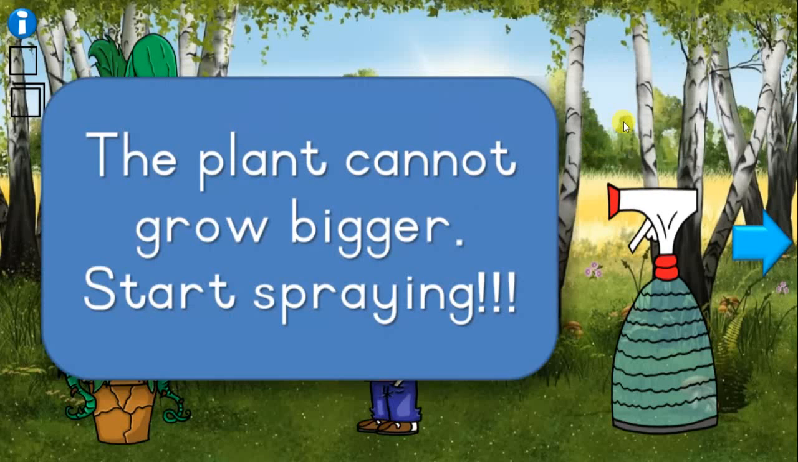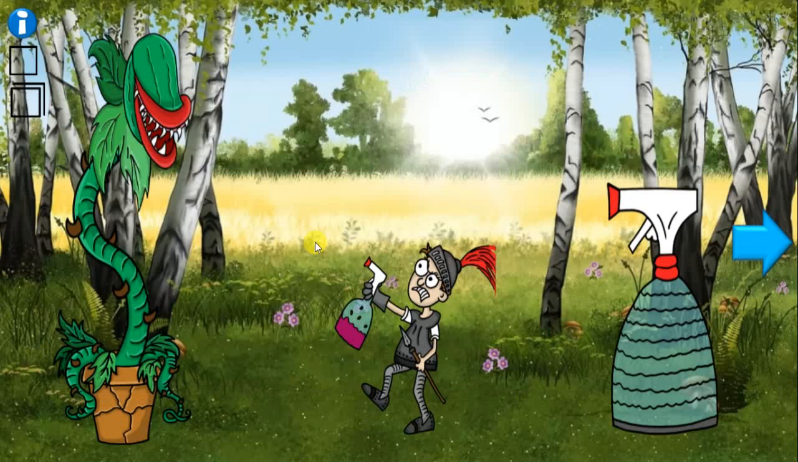As soon as you've created 8 worrisome thoughts in those text boxes, you cannot go any further with regard to the worrisome thoughts. And it says here now that the plant cannot grow bigger, so you need to start spraying. So now you just click on this blue pop-up. And now you can start spraying.